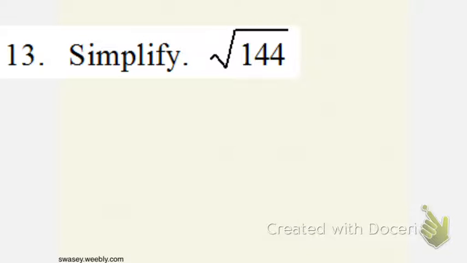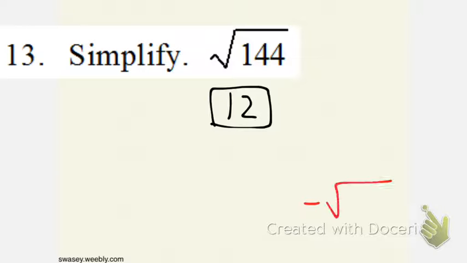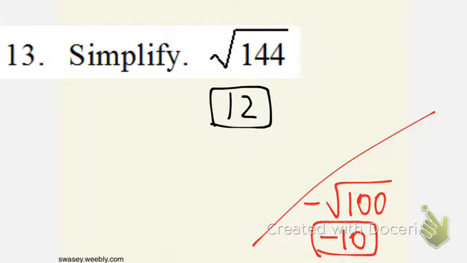Want to simplify this? The positive square root of 144, that's 12. If we saw something like this, then we'd have the negative square root of 100, which would be negative 10. Not part of this problem, but just another example, just to make sure that you know where the sign comes from. Just whatever's in front of that. So if you don't see a sign, it's just referring to the positive square root.